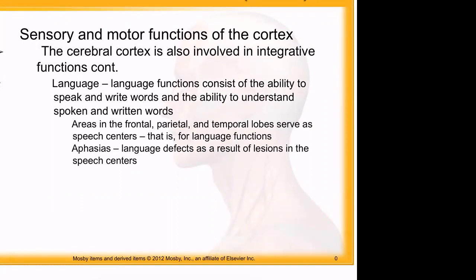Aphasias: language defects as a result of lesions in the speech center. So there are different types of aphasias. In some types of aphasia, the person might have clear thoughts. They can think clearly. I know exactly what I want to say.